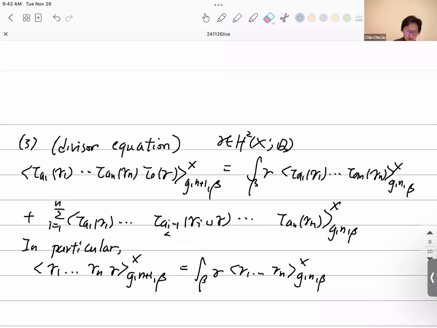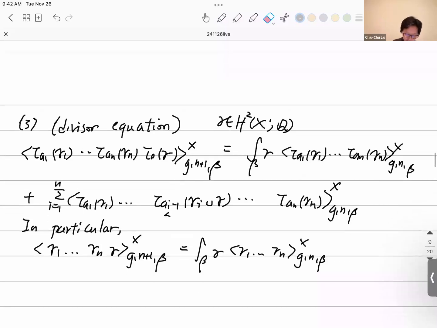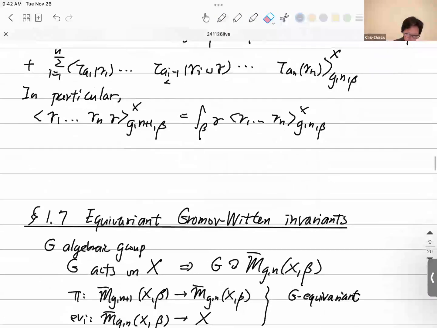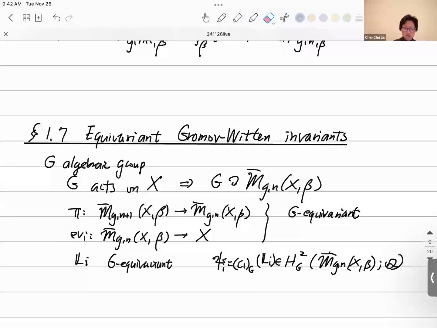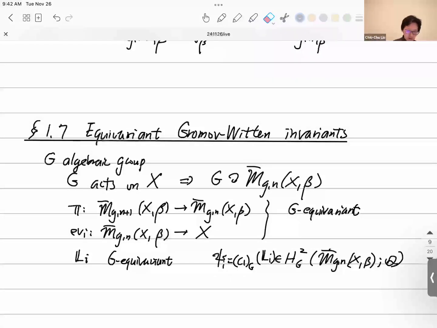Okay, so before I start to talk about the topological vertex, I would like to introduce equivariant Gromov-Witten invariants, because the topological vertex is about Gromov-Witten invariants of a toric Calabi-Yau threefold. They are always non-compact, and so far, our definition assumes that the target X is a non-singular projective variety. So let's consider the equivariant Gromov-Witten invariants.